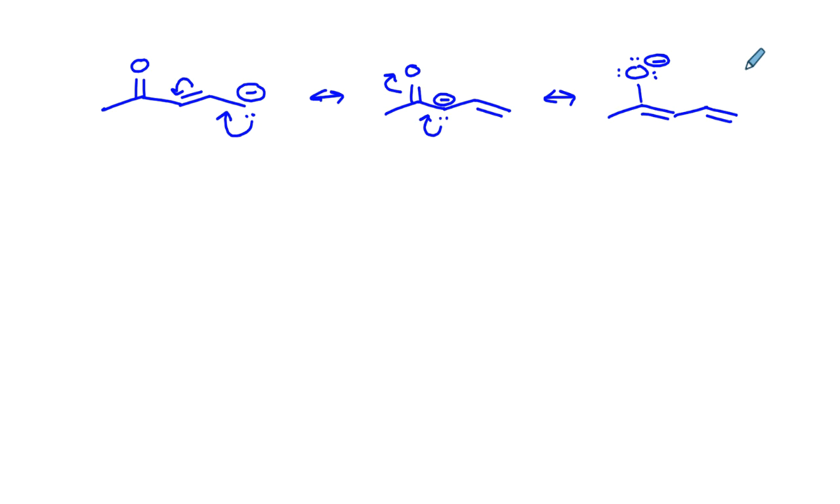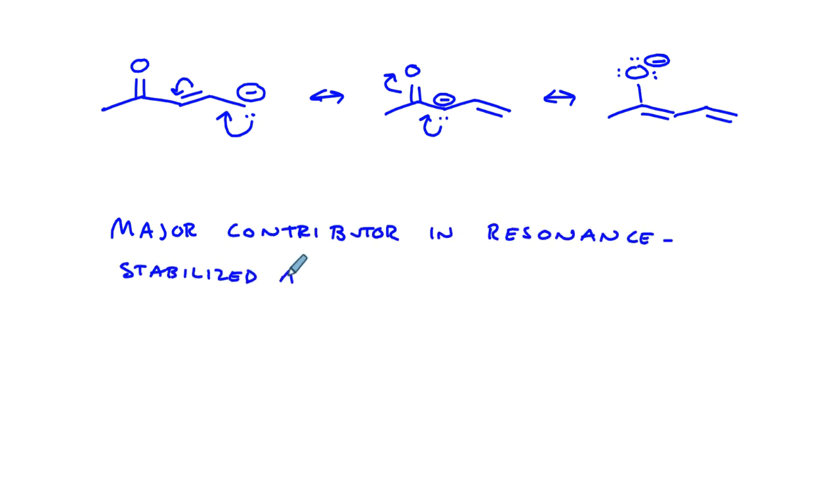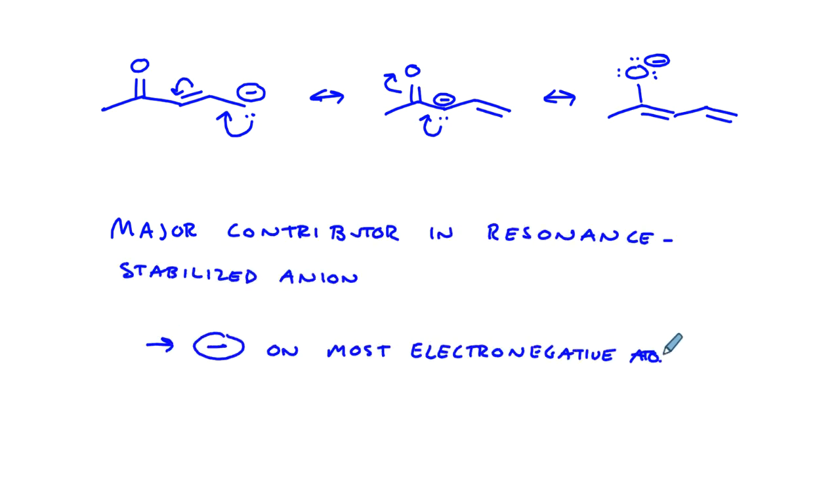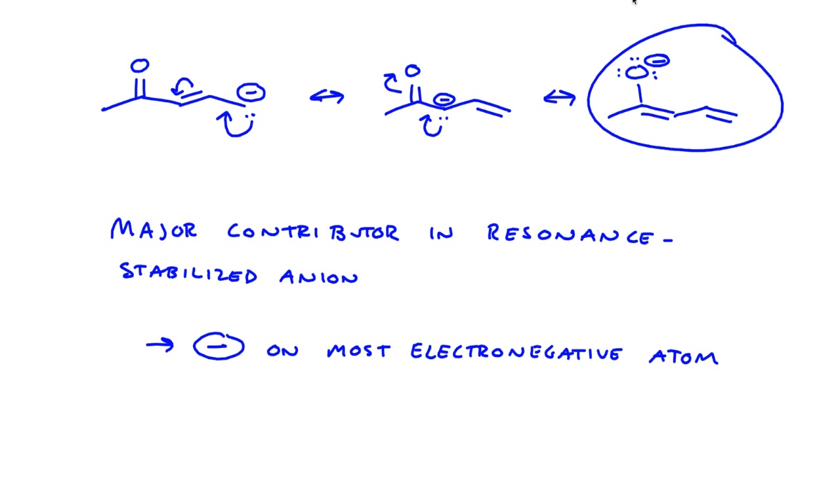So in order to determine the major contributor of a resonance stabilized anion, we use the following criteria. The major contributor is the resonance structure in which the negative formal charge is on the most electronegative atom. And in this case, oxygen is more electronegative than carbon, so this right here is the major contributor. In negatively charged systems with resonance, note that the charge always moves two atoms from one resonance structure to the next.